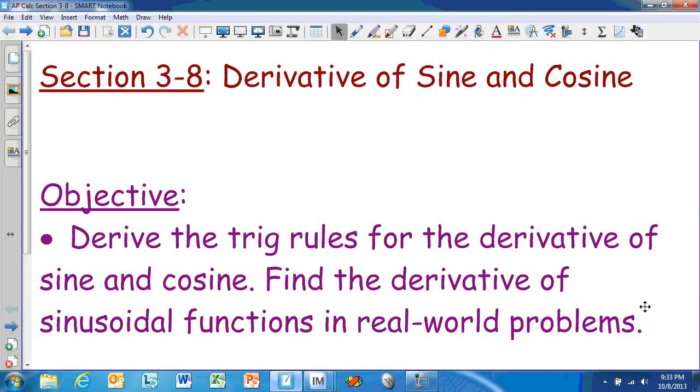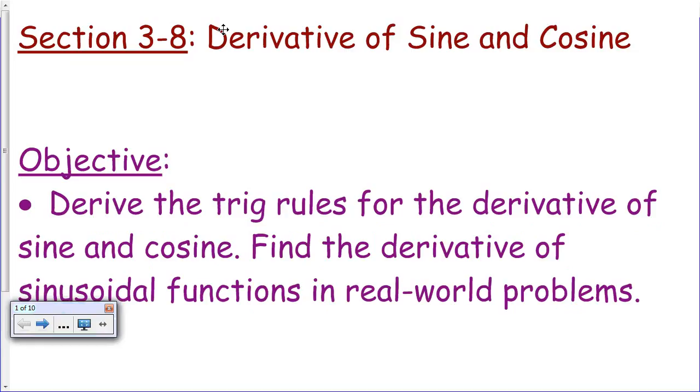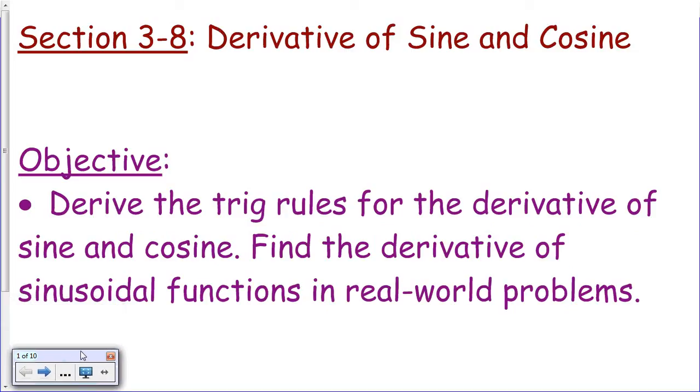Section 3-8 is on the derivative of sine and cosine. The objective of this section is to derive the trig rules for the derivative of sine and cosine.